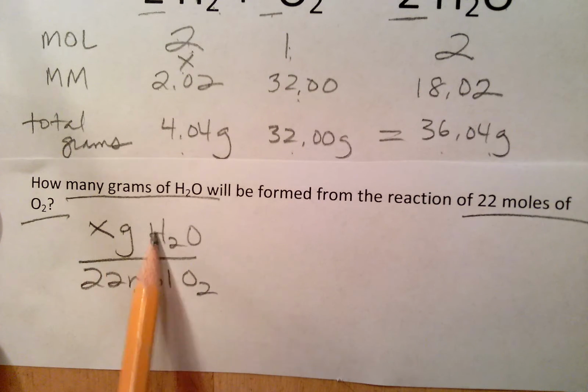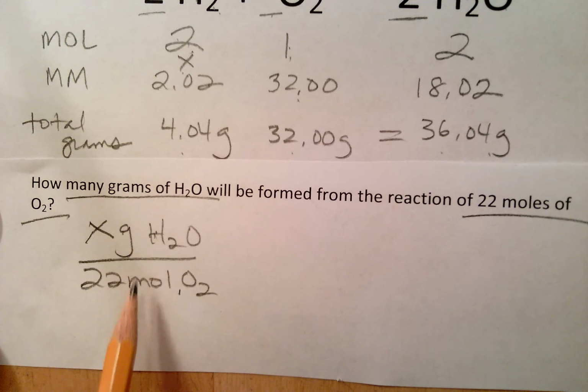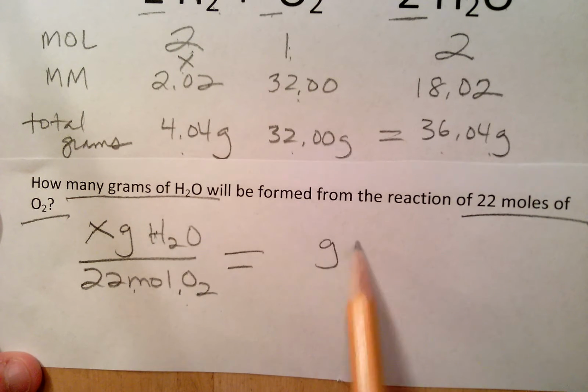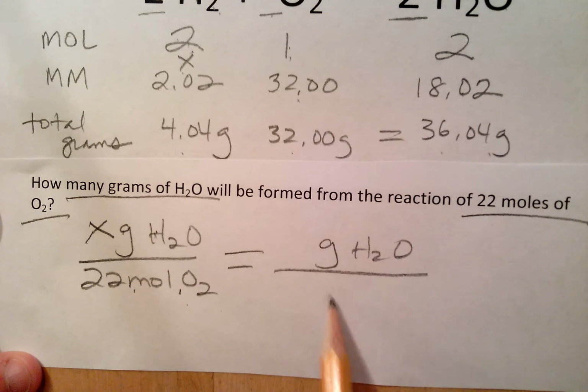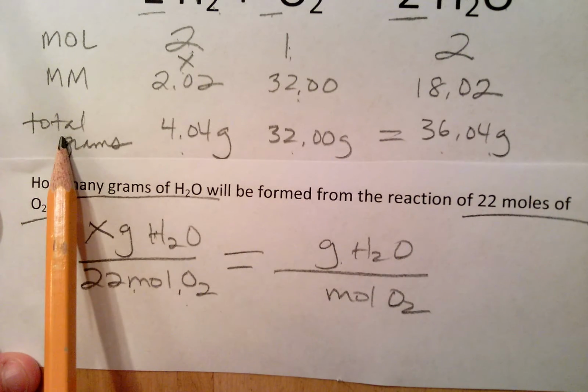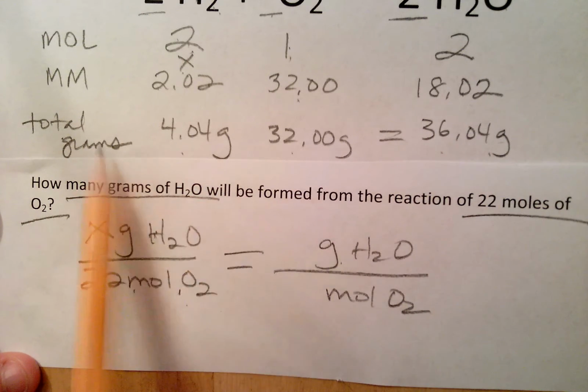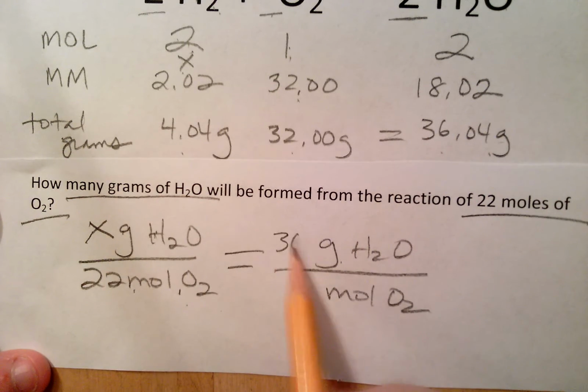Now, if you put it upside down and you put the X at the bottom and the 22 at the top, it doesn't matter at all as long as you have the units right. We're going to set this equal to, we need to keep our grams of H2O over here and our moles of O2 over here. So our grams of H2O is going to come from our grams line in our equation. Our total grams was 36.04 grams of H2O. And our moles of O2 is going to come from our moles line of our equation.